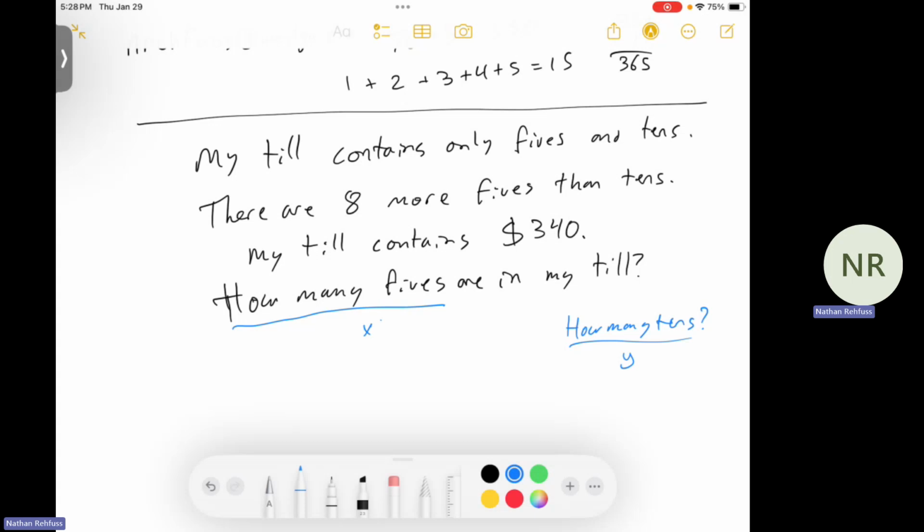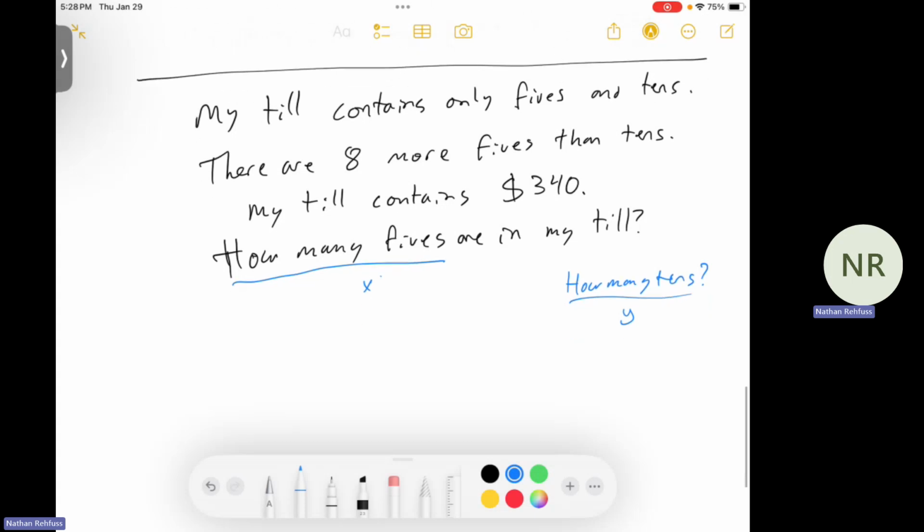We have x 5s and y 10s. There are 8 more 5s than 10s. There's a relationship. "There are" means equals, "than" means equals. 8 more 5s than 10s. The number of 5s is larger than the number of 10s. If I take the number of 10s and add 8, I get the number of 5s.